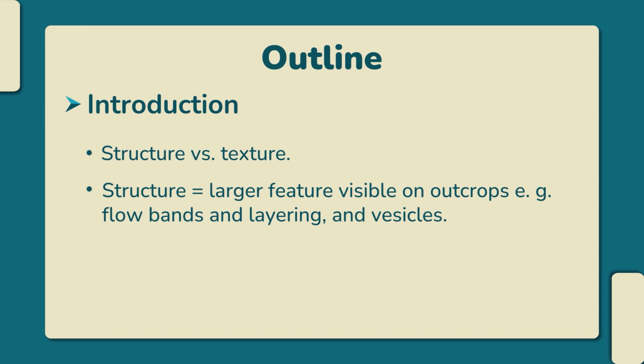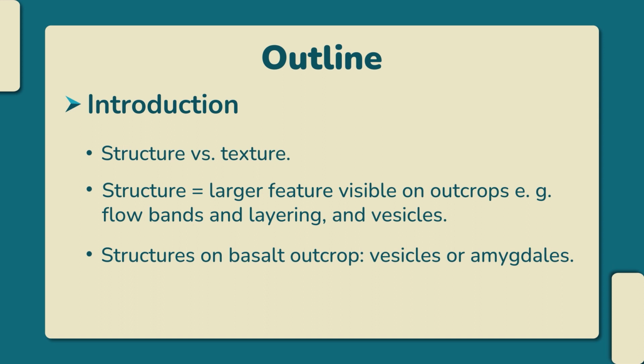Structure is a larger feature visible on the outcrops, for example, lava flow beds, layering and vesicles. They are the larger structures that can be seen on the outcrops, so they are categorized as structures. On a basalt outcrop, vesicles or amygdales can be seen. Amygdales means infillings. Whereas texture is a smaller feature.